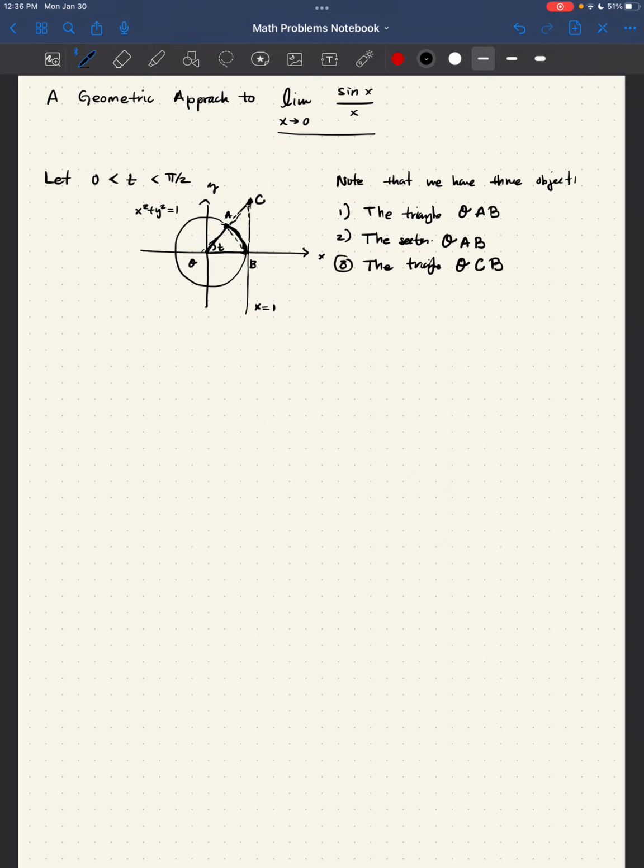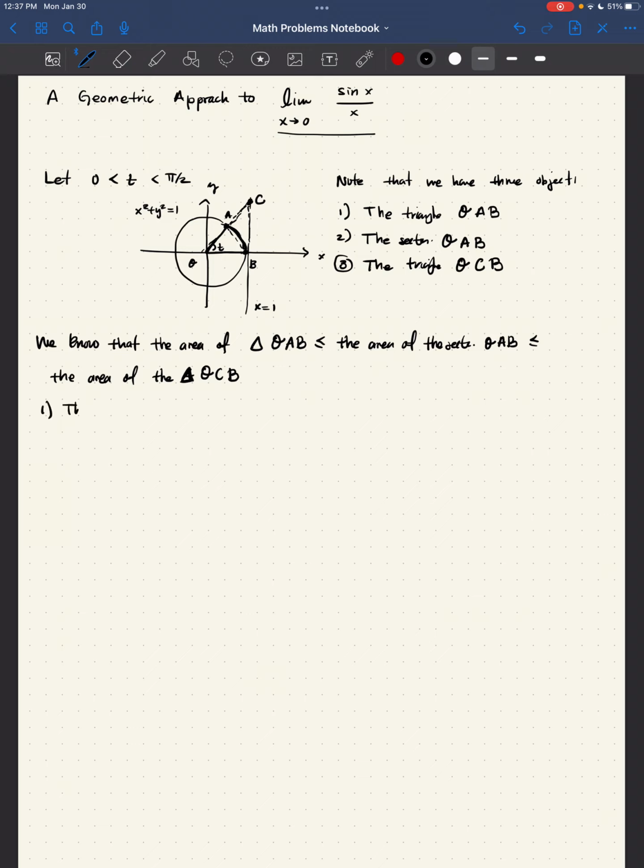Okay, but what do we know? We know, just from the geometry, that the area of the triangle given by the origin, A and B is less than or equal to the area of the sector given by the origin, A and B, which in turn is less than or equal to the area of the triangle given by the origin, C and B. We can take this from the picture, from this geometrical consideration. But then let's express each of these.